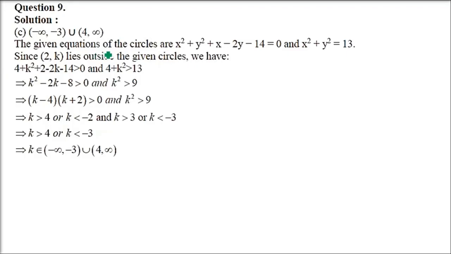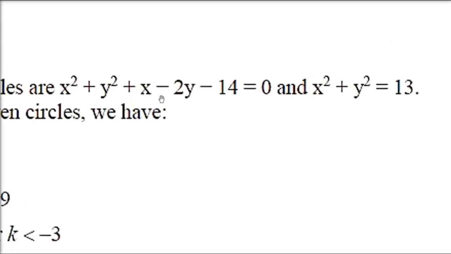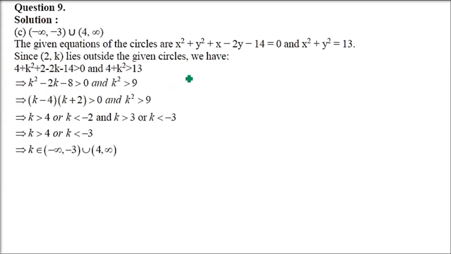The next is question number 9. If the point 2, k lies outside the circles, so this is the first circle, x square plus y square plus x minus 2y minus 14 equals 0. And the other circle is x square plus y square equals 13. The point is lying outside these circles. So what is the interval of k?